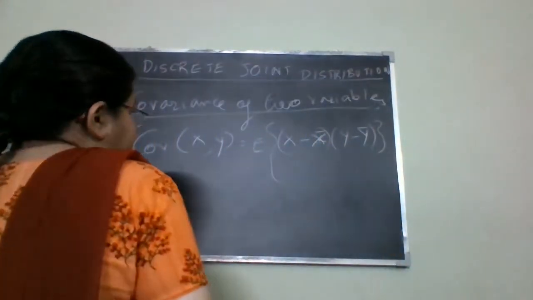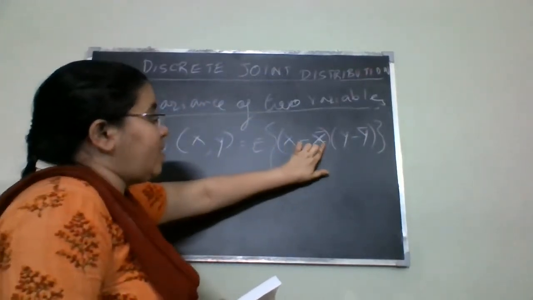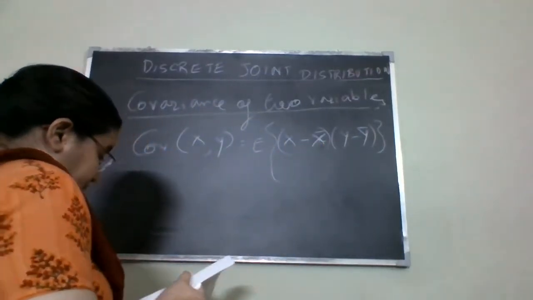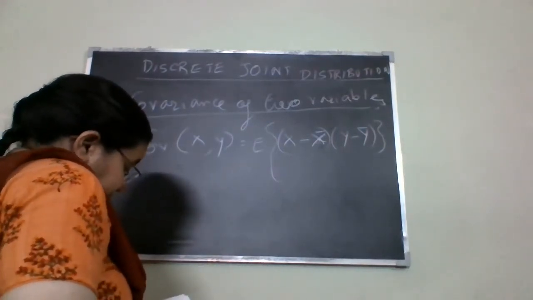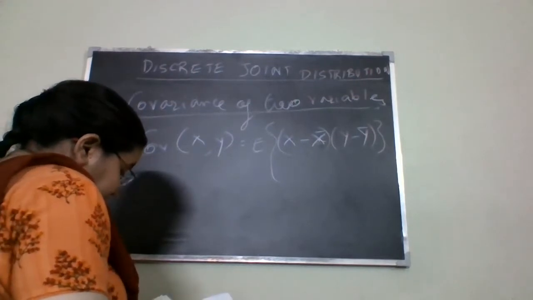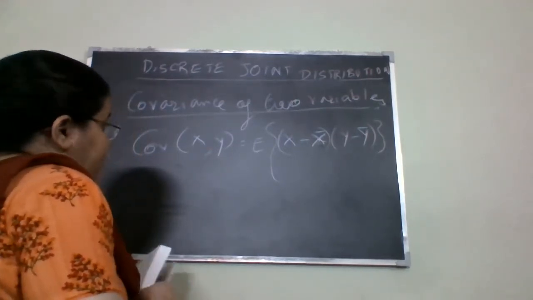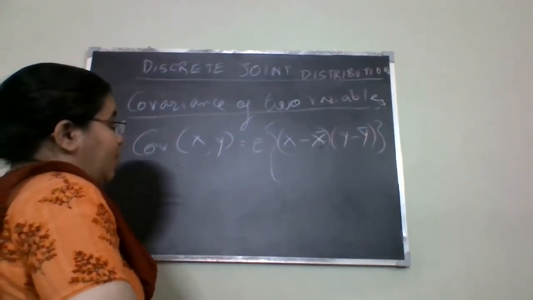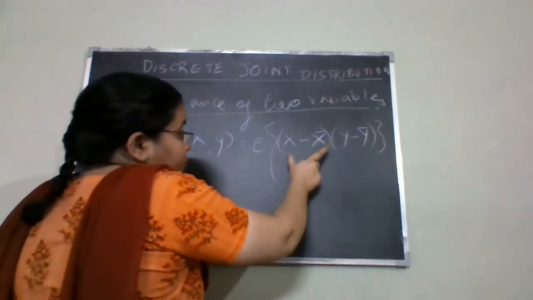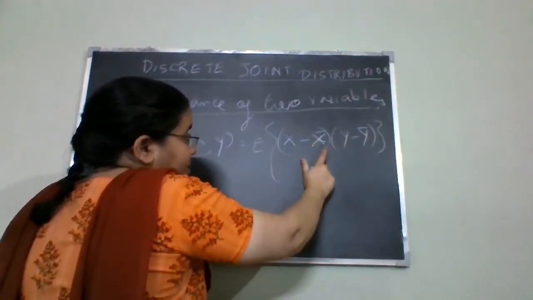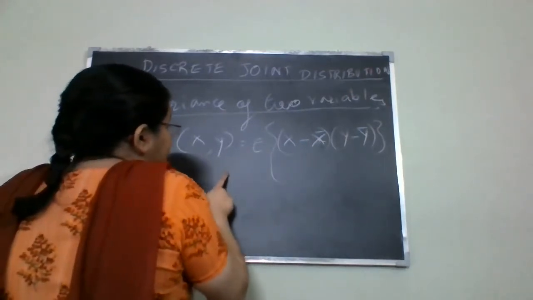So cov XY is equal to expectation of X minus X bar, where X bar is the mean of this random variable capital X, multiplied by Y minus Y bar, where X bar and Y bar are the mean of X and Y respectively. In practice, we use the following results on covariance. First we have to memorize the definition of covariance. Cov XY is equal to expectation of, first we do the product of these two, X minus X bar and Y minus Y bar, then find the expectation of the result. That gives you the covariance of X and Y.